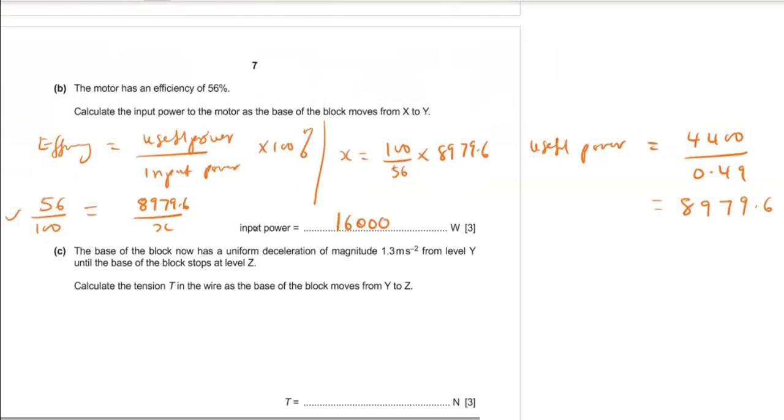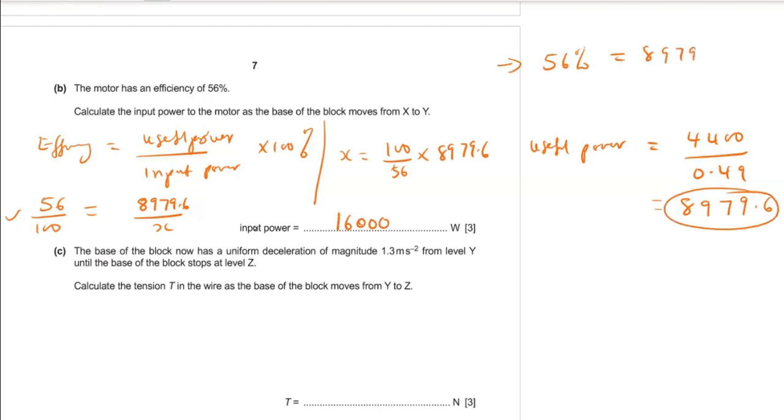In other words, someone can do it this way, because we know that 56% is the useful work done, or useful power. So after calculating the power, we can say that 56% is equivalent to 8979.6 watts. How about 100%? That will also give us the answer, which is 16,000 watts.